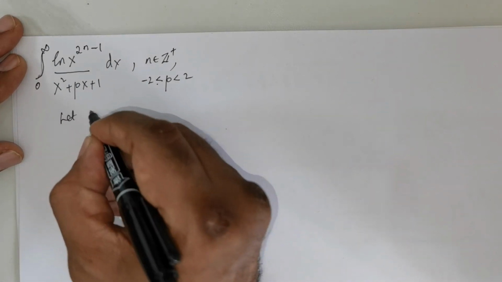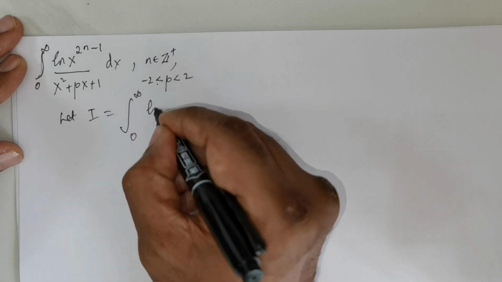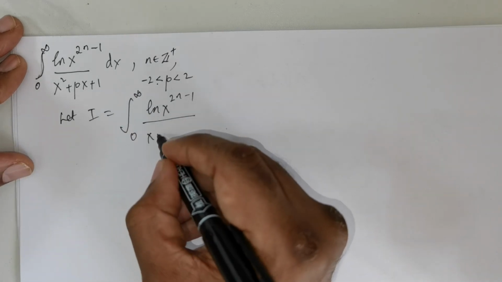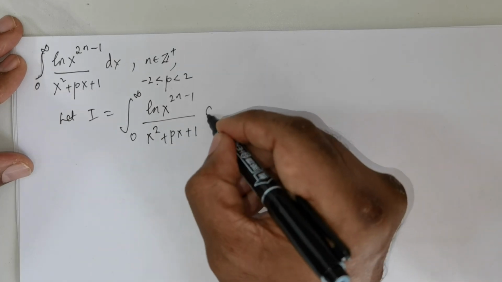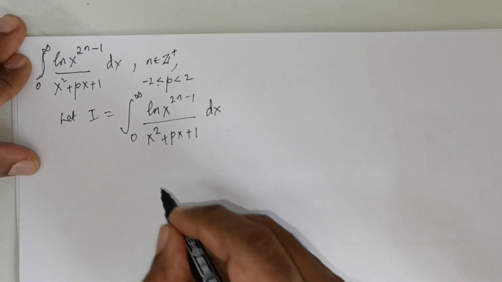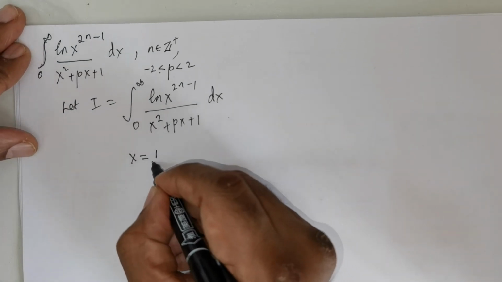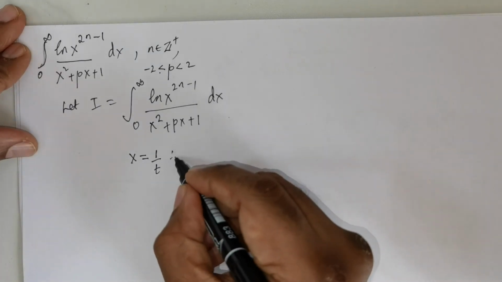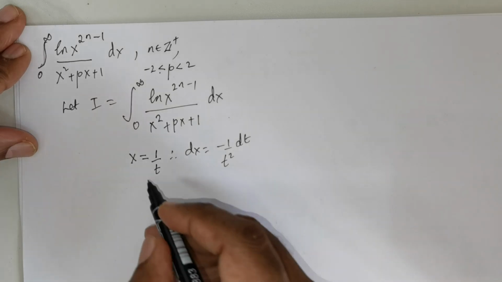So foremost, I would like to let I be equal to integral 0 to infinity of ln x raised to the power of 2n minus 1, divided by x squared plus px plus 1, times dx. Now I would like to make a substitution. I will say x is equal to 1 over t. So if I differentiate, I get dx is equal to negative 1 over t squared times dt.